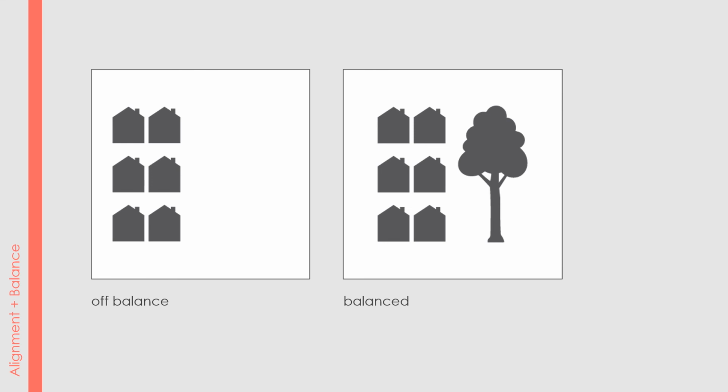So in this sense, I stuck a big tree over there, right? That big tree, while it's one single element, is taking up about the same visual space as the 6 houses. And now I have a much more balanced composition.